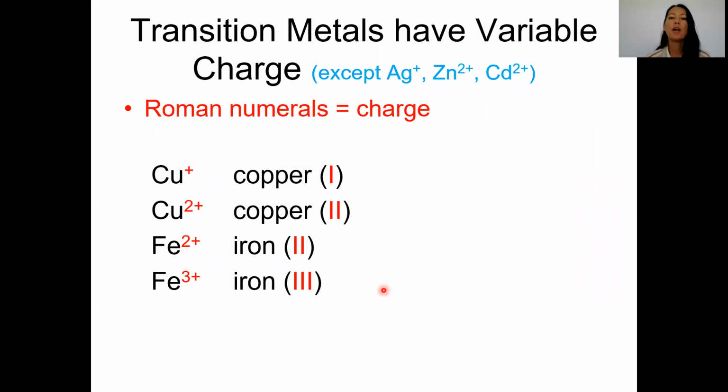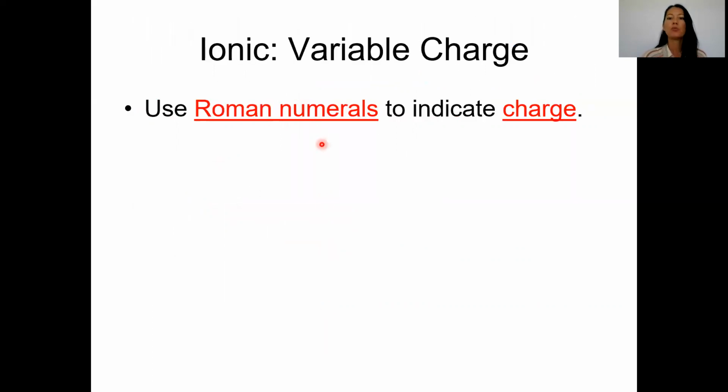Okay, for those transition metals that have variable charge, here's an example: copper 1+, copper 2+, iron 2+, iron 3+. You have to specify the charge using Roman numerals. So be very careful. The Roman numeral is for the charge. It has nothing to do with atoms. You never specify number of atoms, just charges. So copper I, II, or iron II or III. You're going to use Roman numerals to indicate the charge in these problems.